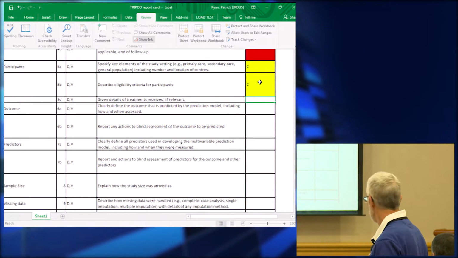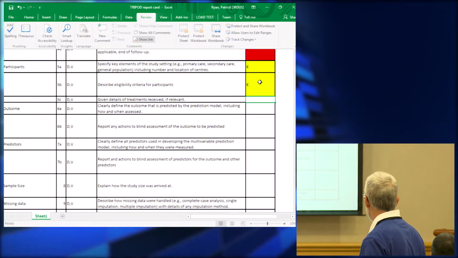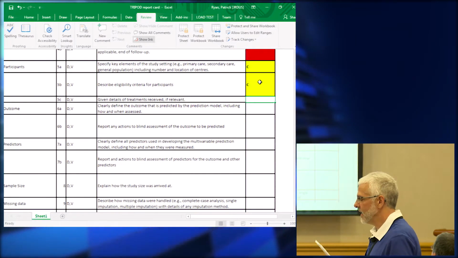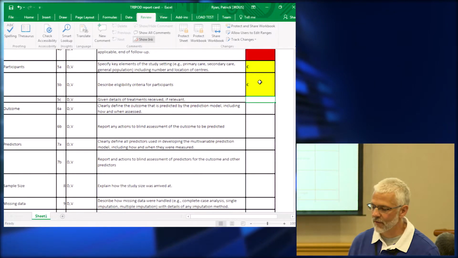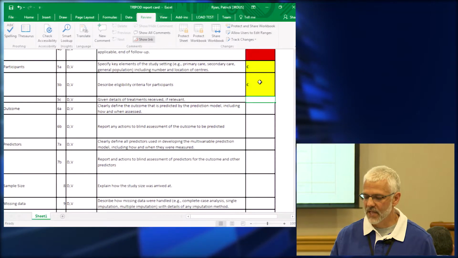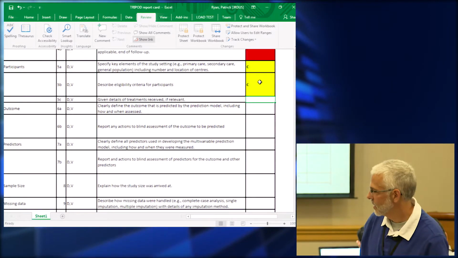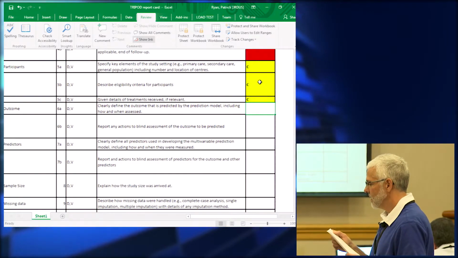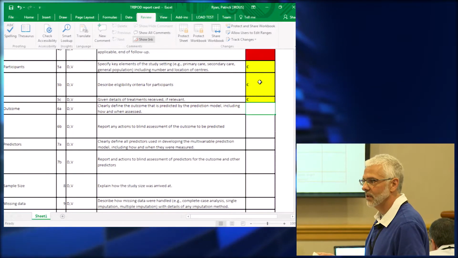Can you just read the question so I can keep track and so we can hear what we're answering? Okay, 5C. Given details of treatments received, if relevant. Did we get a 5C score? C. 6A. Clearly define the outcome. C.